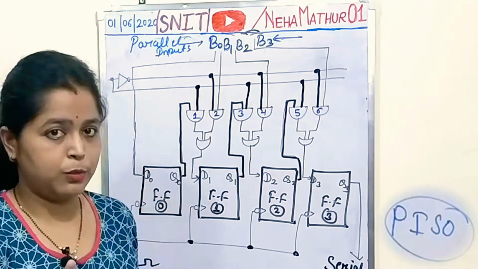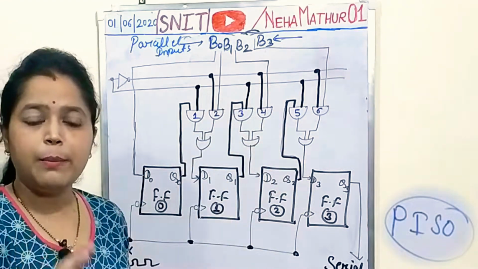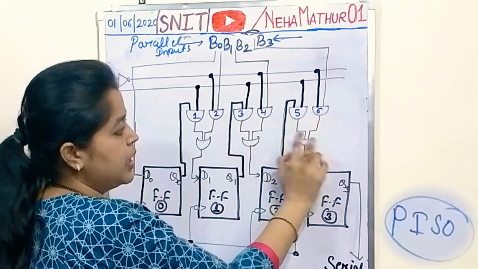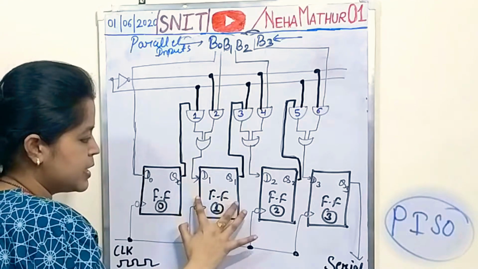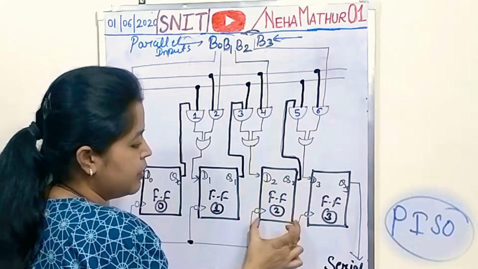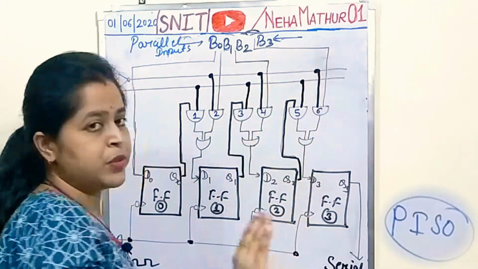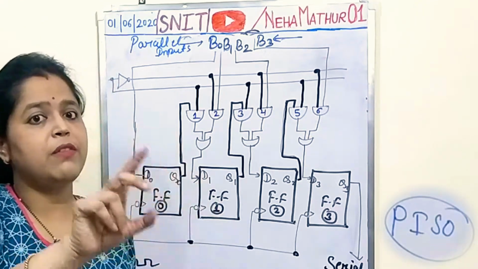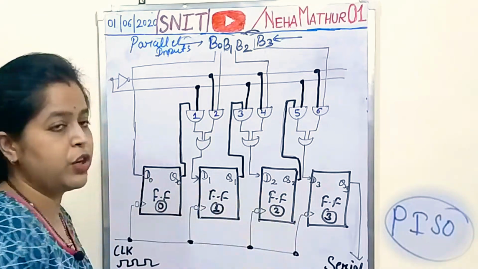Like parallel input, parallel output, here we are using combinational circuits, each a combination of 2 AND gates and 1 OR gate. Similarly, 2 AND gates, 1 OR gate, for each flip-flop. So your input B1 is connected with its respective flip-flop. Similarly, your input B2 is connected with flip-flop 2 and D3 is connected with your input B3. So all the binary bits of your information, B0, B1, B2 and B3, are indirectly or directly connected with the individual inputs of your flip-flops.